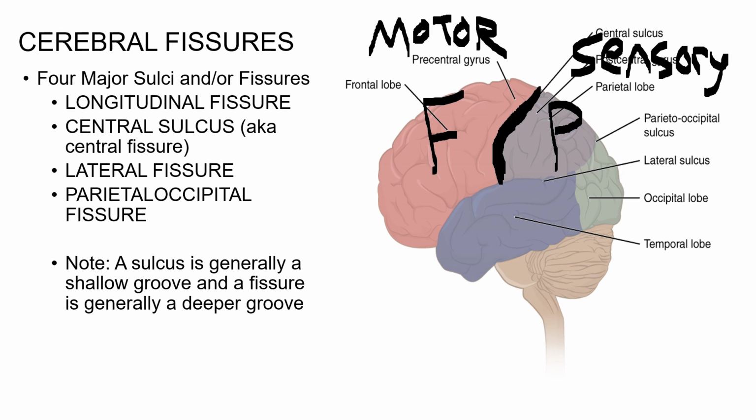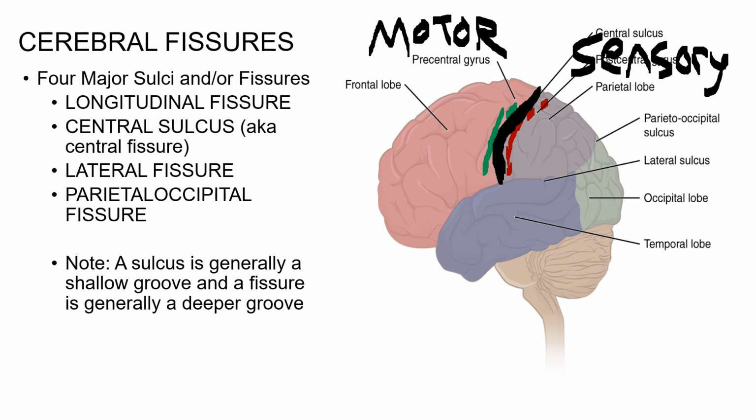Because if we were to get really nitty-gritty and look at the individual gyri, this one in green is helping you move, and then the one right next to it, separated by the central sulcus, is helping you feel. So they are separated by that indentation or that groove called the central sulcus.